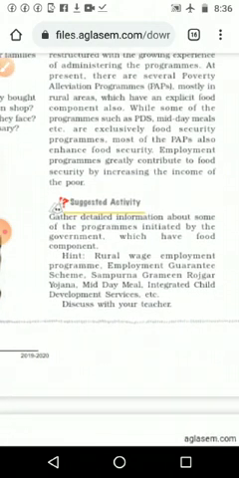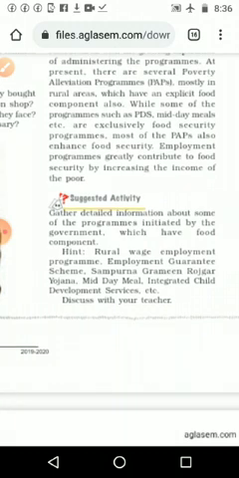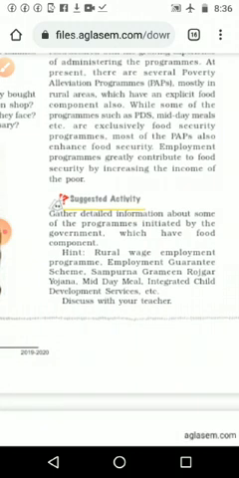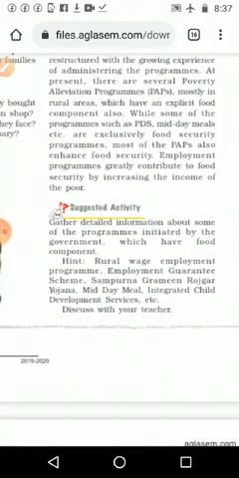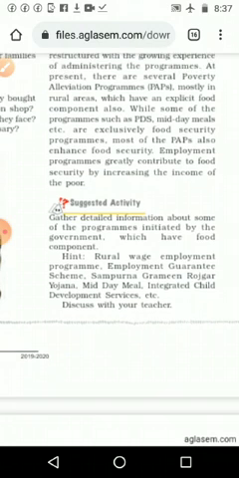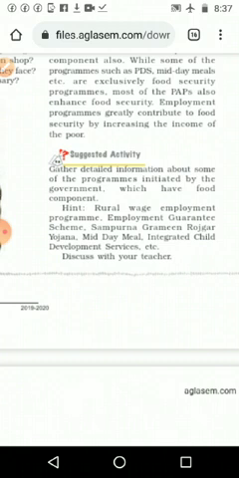Mostly in the rural areas, these have explicit food components also. While some of the programs such as PDS and midday meal are exclusively food security programs, most of the PAPs also enhance food security. Employment programs steadily contribute to food security by increasing the income of the poor. So we are trying in both ways. One side we are trying to increase employment opportunity, another side we are giving free food to the people, or food grains at a fair price. At the same time, we have schemes like midday meal for small kids. With that we are trying to solve today's hunger as well as the future hunger of the people.